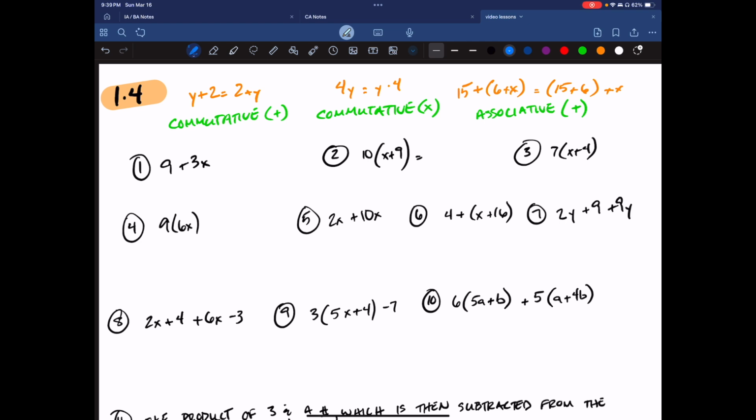Hello, everybody. Welcome to 1.4. In 1.4, we're talking about the basic rules of algebra. And so this is really property heavy. So right out of the gate, let's talk about this.